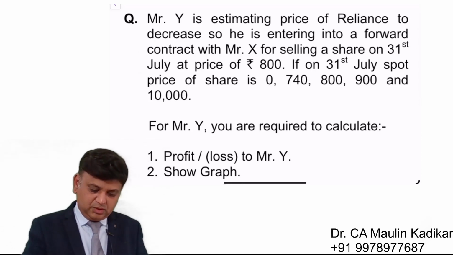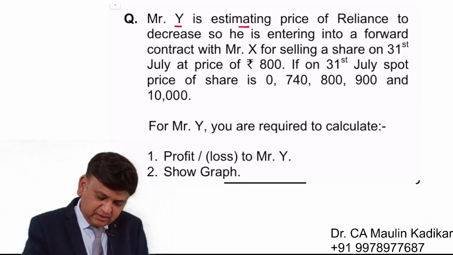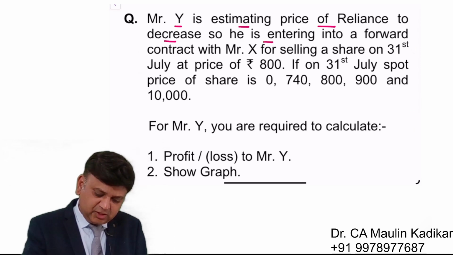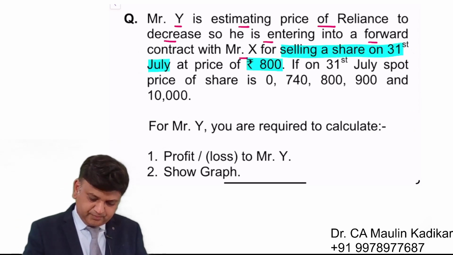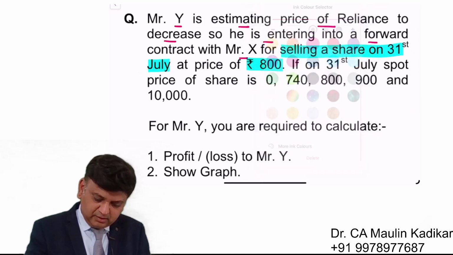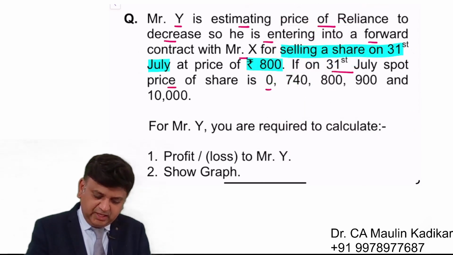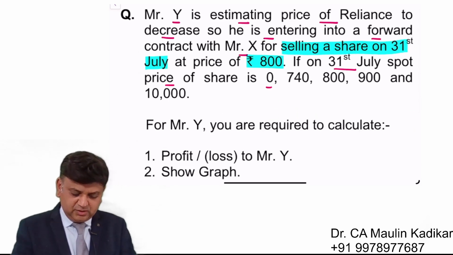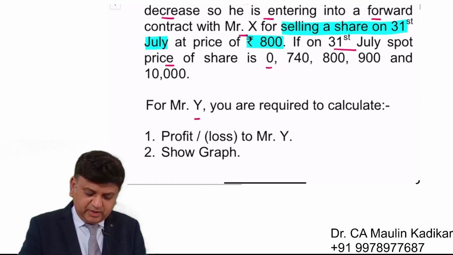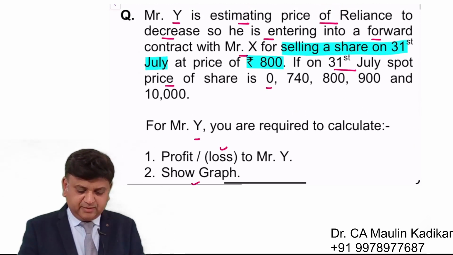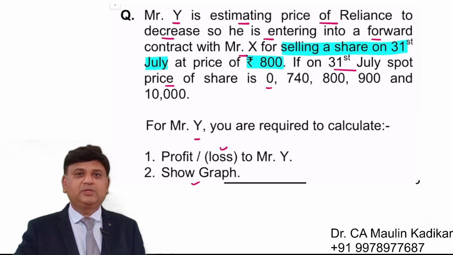Next question. Mr. Y is estimating the price of Reliance to decrease, so he is entering into a forward contract with Mr. X for selling shares on 31st of July at a price of Rs. 800. On 31st of July, different spot prices of the security are given to us. For Mr. Y, you are required to make two calculations, profit or loss, and we are required to show the diagram. Everybody just go through the question, please.